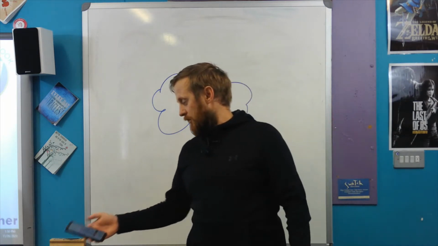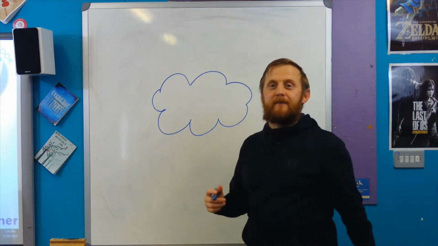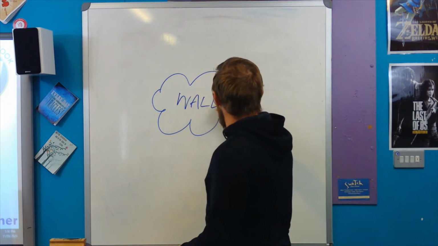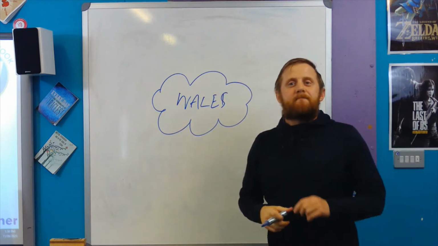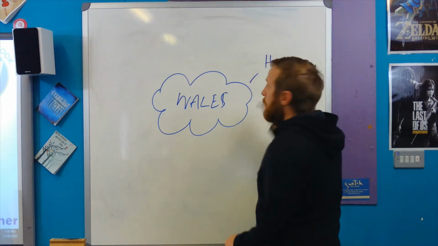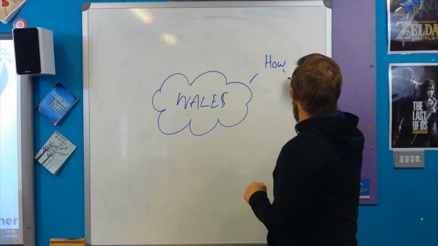Right, timer's on. Right, what's the first thing I need to write down? Where are you going? Wales. Wales, okay. So we have a location. These two are off to Wales. Now what's next? How are you getting there? Car. Okay, so we're going in a car.